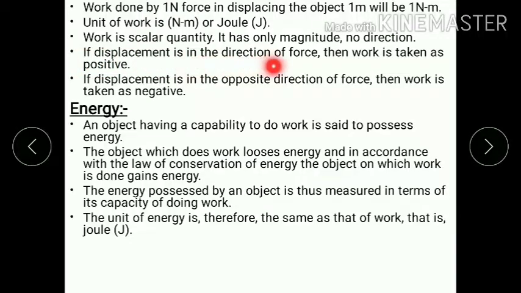Now, work is a scalar quantity. There are two kinds of quantity, scalar and vector. A vector quantity requires magnitude and direction, but a scalar quantity requires only magnitude, no direction. So work is a scalar quantity. It does not require any direction, which means the work can be done in any direction.